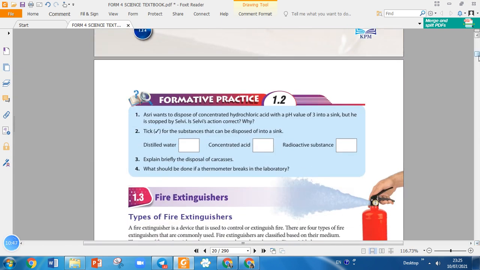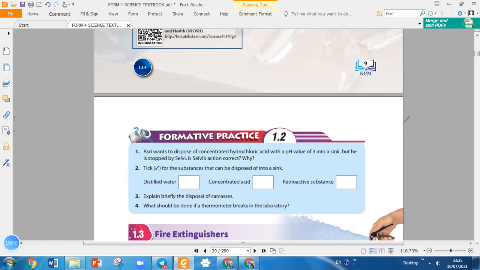So that's all for 1.2. You can refer to formative practice 1.2 for further exercise.